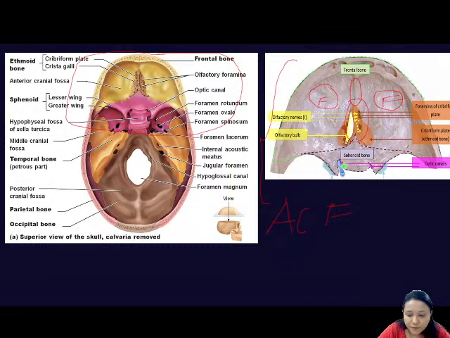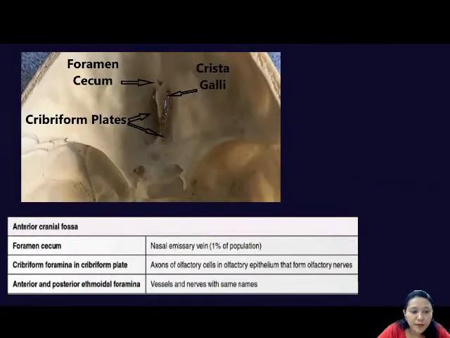So what foramina are found in the anterior cranial fossa? You have a small foramen here that is known as the foramen cecum. And then you have small foramina again here in the cribriform plate. So these are the cribriform foramina. These small foramina are for the olfactory cells. You will get olfactory cell axons from these foramina.